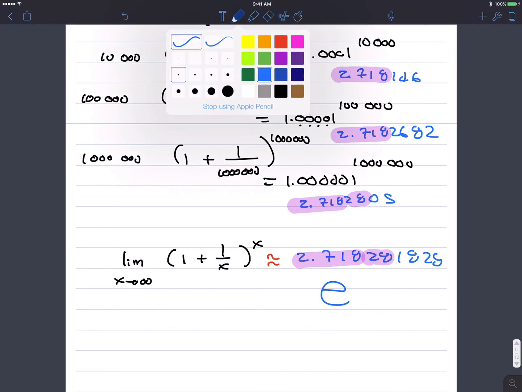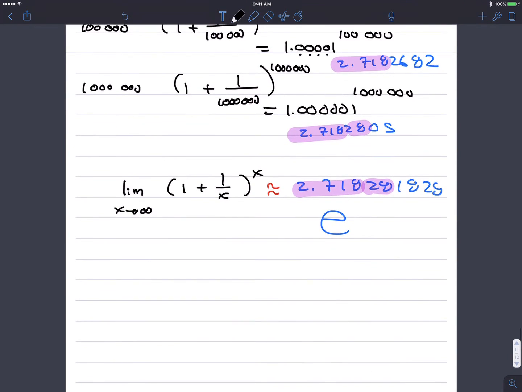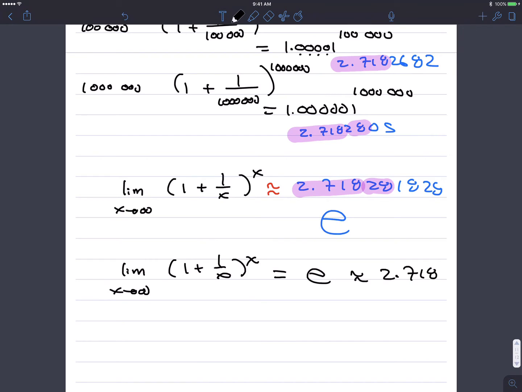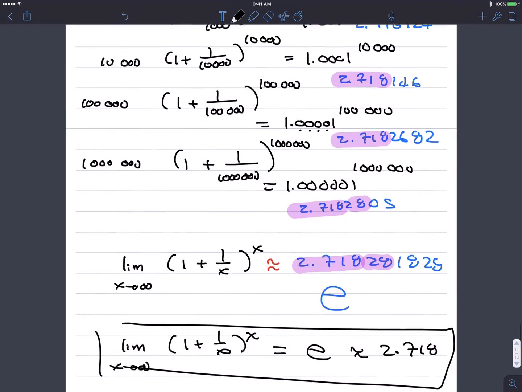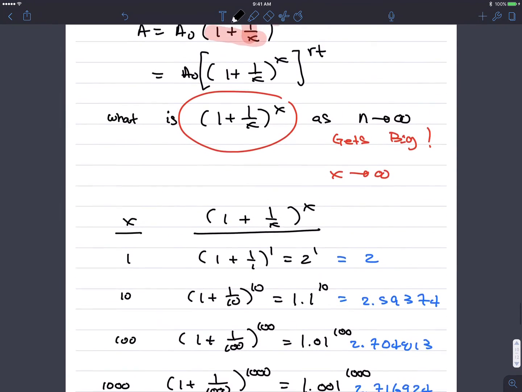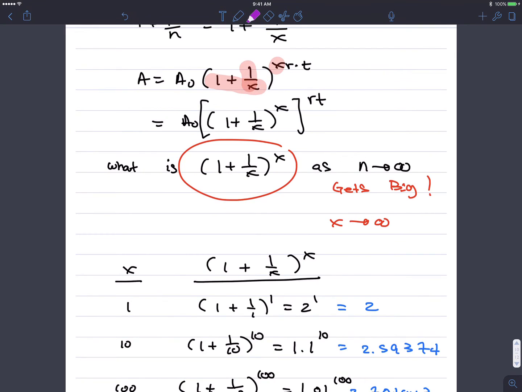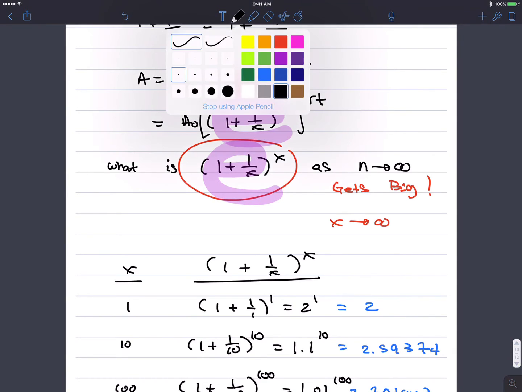So formally, we actually say that this isn't approximate. The limit as x gets big of 1 plus 1 over x to the x power is identically equal to e, which is approximately 2.718. And ladies and gentlemen, this number e replaces, let me put it here in purple. This here is e.